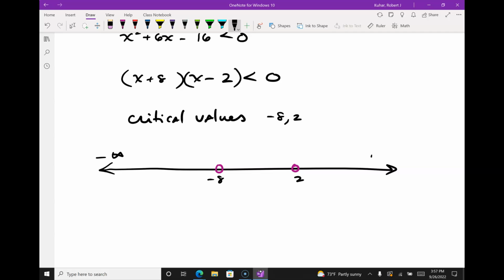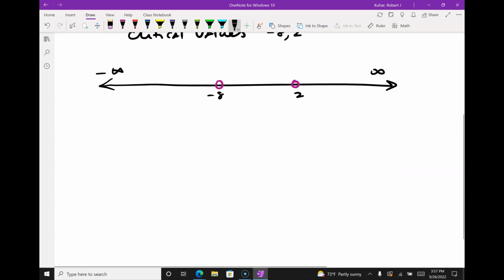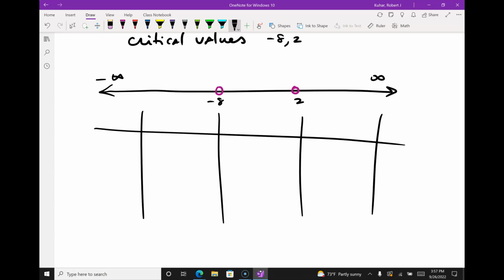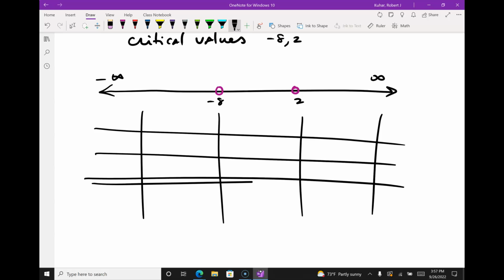I know my domain is from minus infinity to infinity, so I'm going to have column separators with my criticals and row separators with my factors, right? My factors are x plus 8 and x minus 2, and then the product of them is the whole function f of x, right? That's making more sense now, right? Each row is going to be a factor until I'm done with factors, and then I know I'm multiplying all those factors to get my final sign of my function.